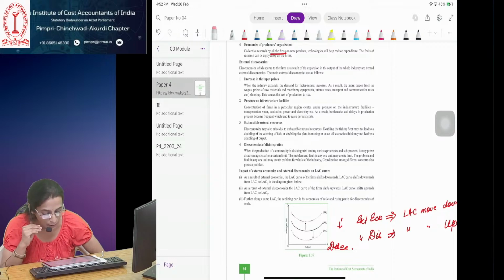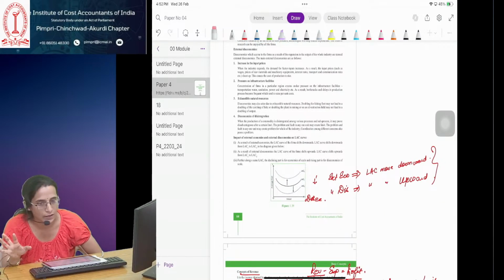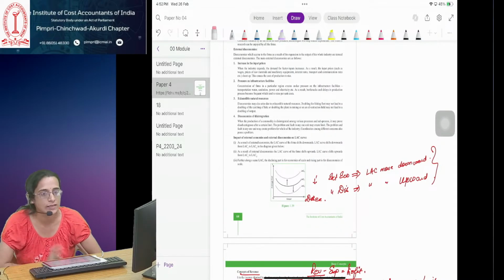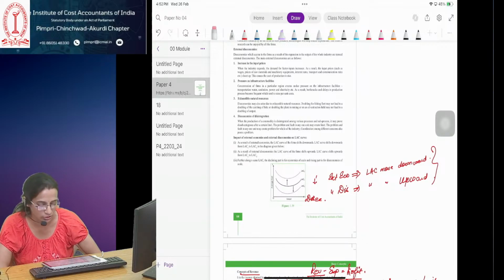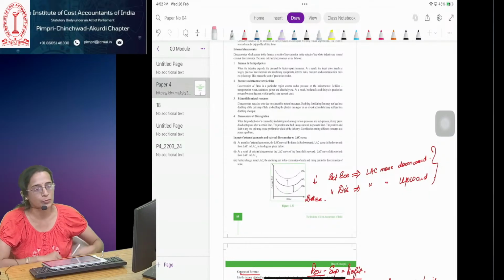What we are seeing now is external diseconomies. What is external? All industry, all firms. Diseconomies means what? Disadvantages that the firms or the industry faces due to increase in the scale of production. So we'll see what happens. Diseconomies which accrue to the firms as a result of expansion in the output of the whole industry are termed as external diseconomies. Increase in input prices.